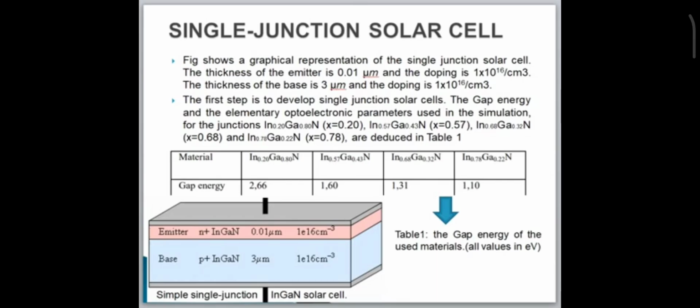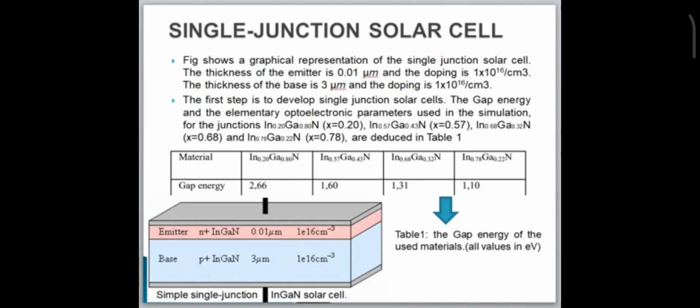Indium gallium arsenide having the mole fraction X of 0.20, 0.57, 0.68 and 0.78 are detailed in the table. If we change the mole fraction of the indium gallium arsenide, it will automatically change the band gap of the material. When the mole fraction x is equal to 0.20, the band gap energy is 2.66 electron volt.